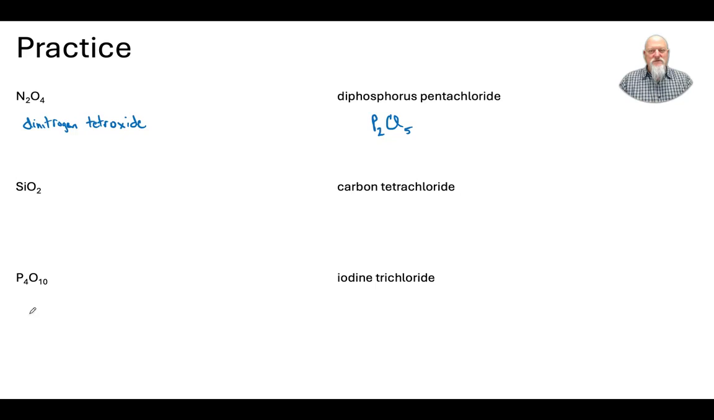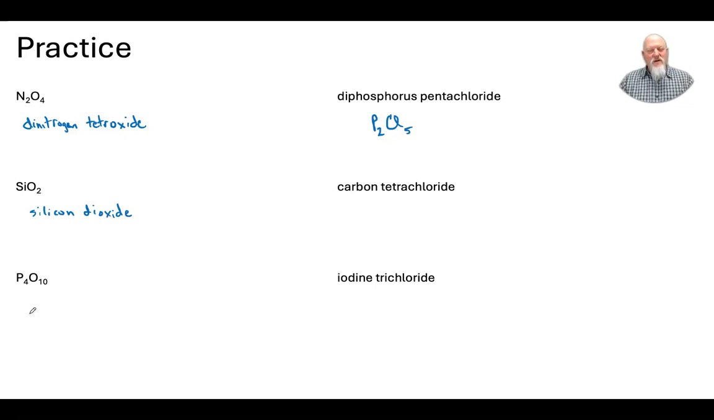So SiO2. Silicon is a metalloid, so this is going to be a covalent bond. So Si is silicon. Again, we don't do the mono on the first one. 2 is di. Oxide. So silicon dioxide, because it's oxygen, but it's the second element, so we got to end in IDE. Silicon dioxide is basically sand, and we use silicon dioxide to make glass.